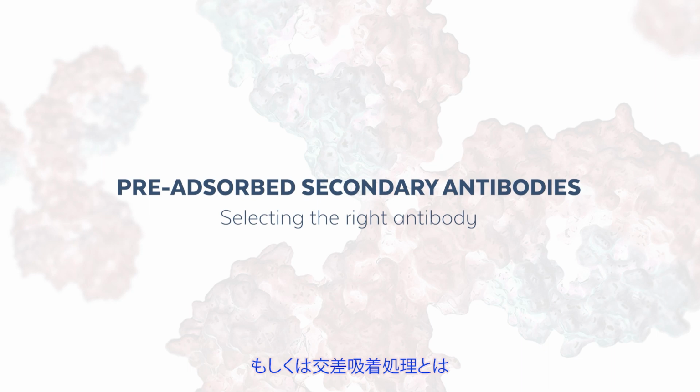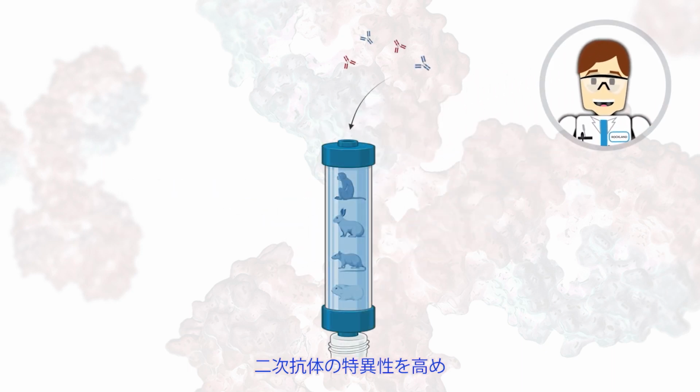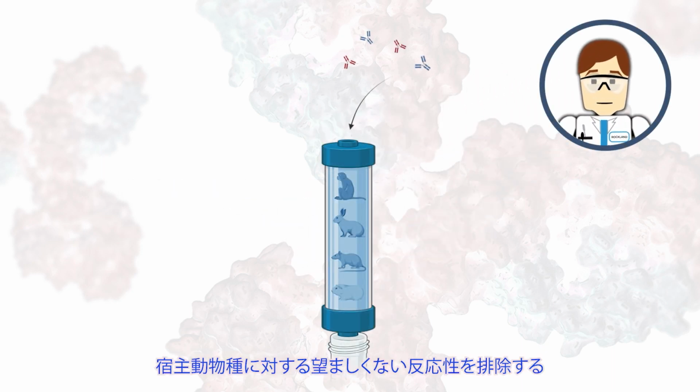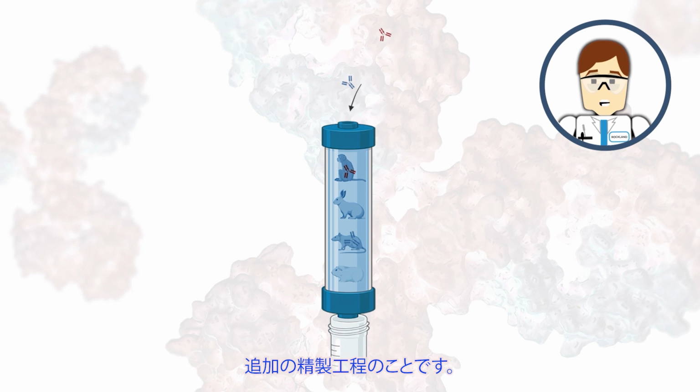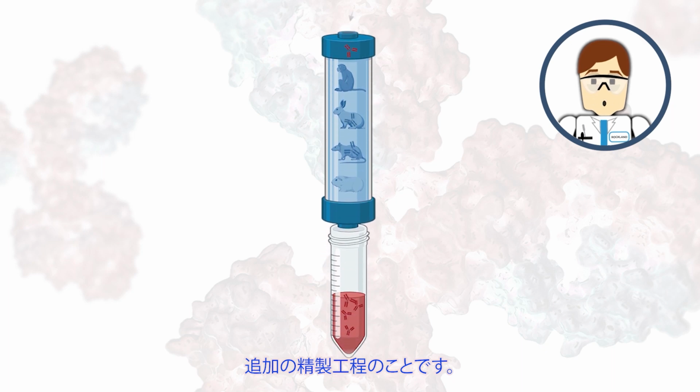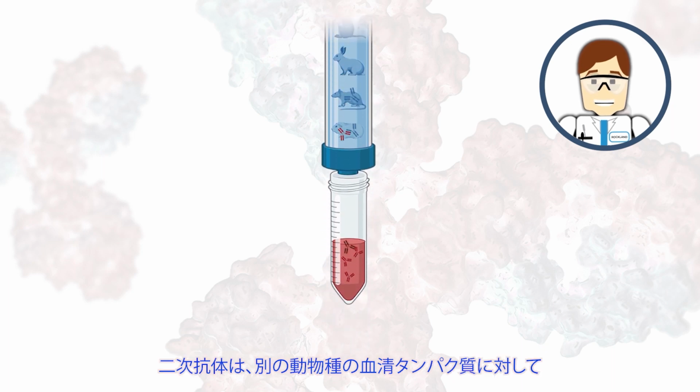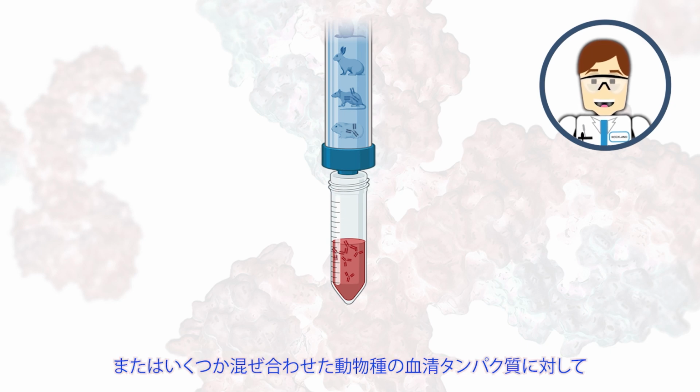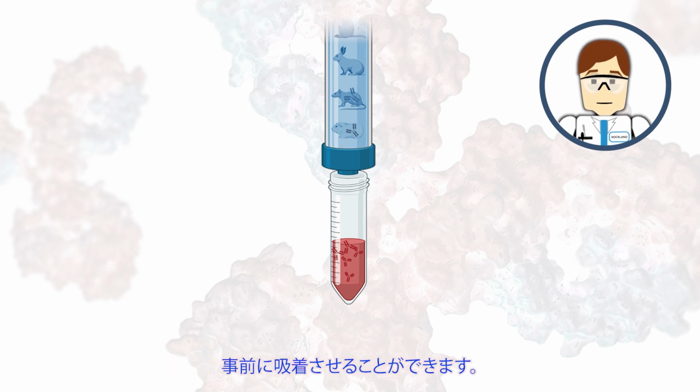Pre-absorption, also called cross-absorption, is an additional purification step introduced to increase the specificity of a secondary antibody and eliminate reactivity against undesired host species. Secondary antibodies can be pre-absorbed against serum proteins from another species or against a mixture of serum proteins from several species.